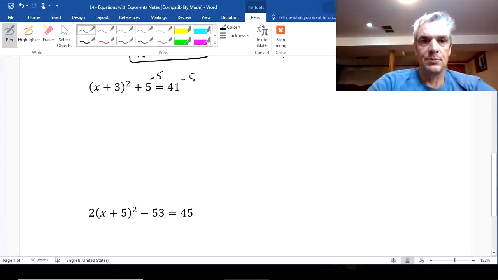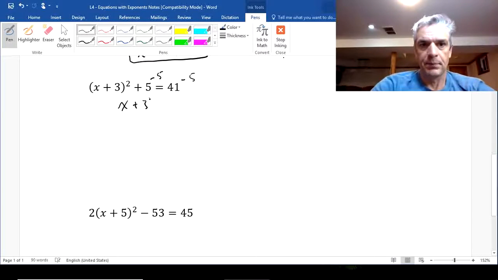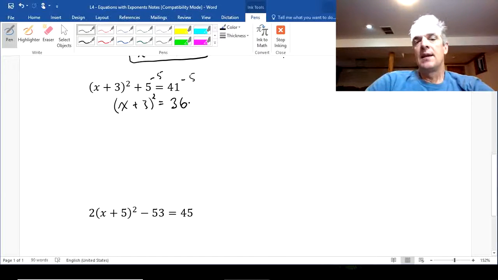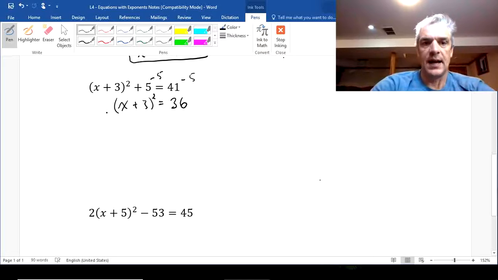And this allows me to isolate my squared component. So this leaves me with x plus 3 in brackets squared equals 41 minus 5, which I believe is 36. Now this is ready to be square rooted because all of it is being squared. And then I can square root this side as well.